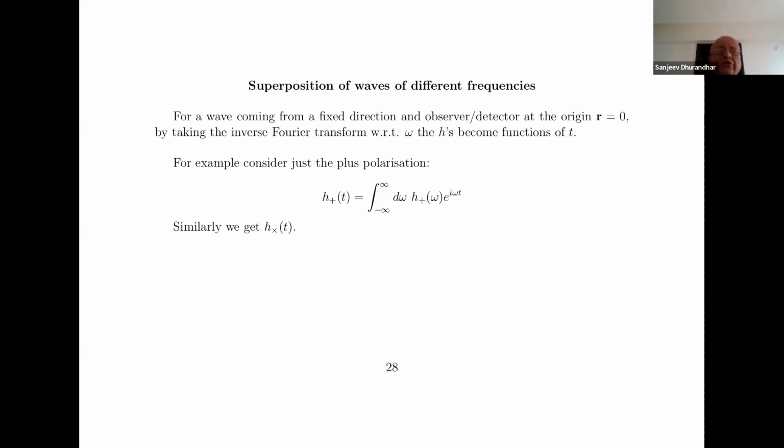So now we get to superposition of waves. Take waves coming from a fixed direction, with the observer and detector at the origin r equal to 0. By taking the inverse Fourier transform with respect to omega, you can simply add up all the Fourier components and get h plus of t. But you must have waves coming only from one direction. Only then will this sort of thing work.